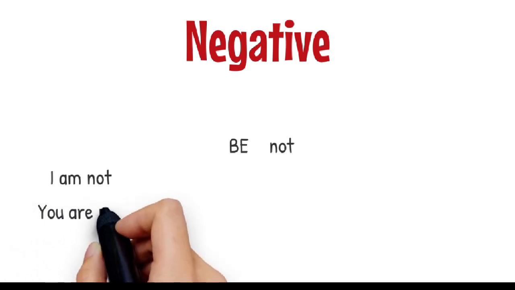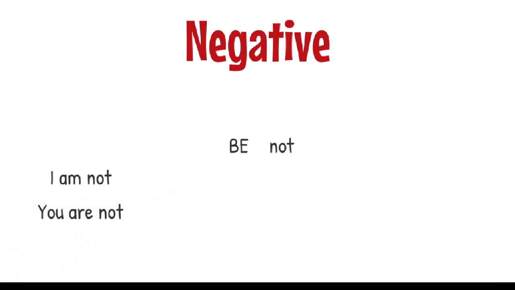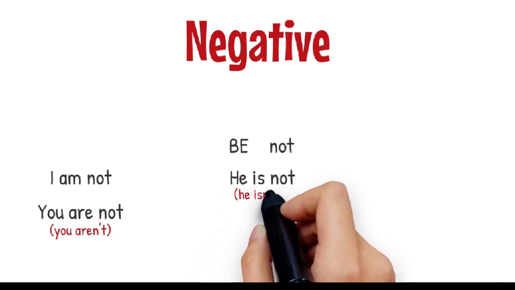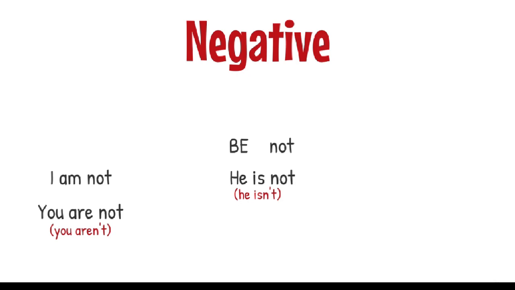To make a negative sentence, we use be plus not. I am not. You are not. Or its contracted form, you aren't. He is not. Or its contraction, he isn't. She is not. Or she isn't. It is not.